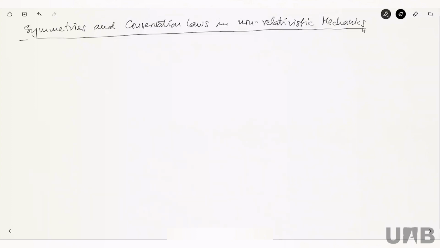So if we're talking about non-relativistic mechanics, now we have to identify which are the symmetries of non-relativistic mechanics. This will help us, after we identify the symmetries, through Noether's theorem, identify the conservation laws.